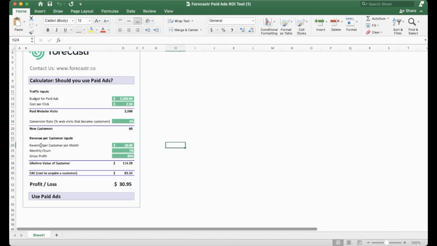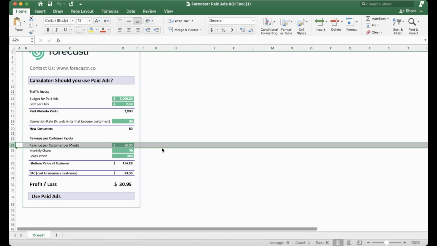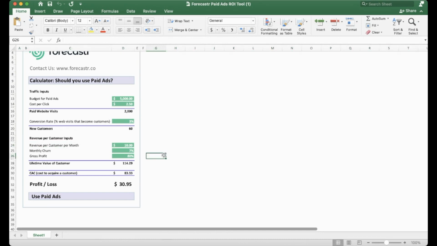The next set of inputs that we can leverage here are the inputs that are specific to your business. So in this case, we can say revenue per customer per month. Let's say that we're a subscription company and we charge $10 per month for access to our subscription. Well, this is really easy in that scenario, because $10 is the amount that we charge for a subscription. So the revenue per customer per month is $10.